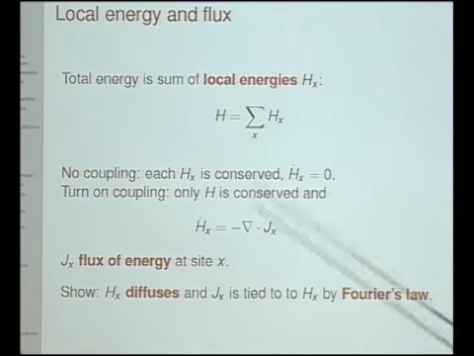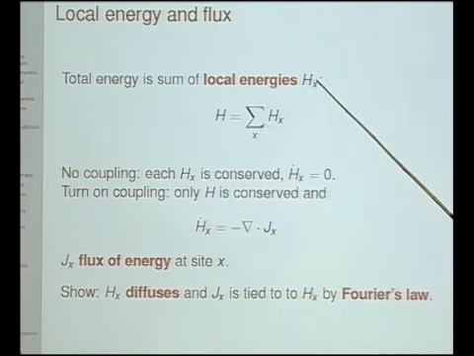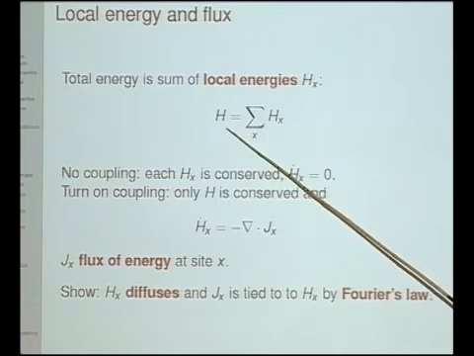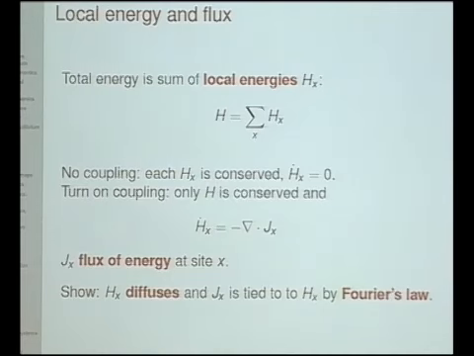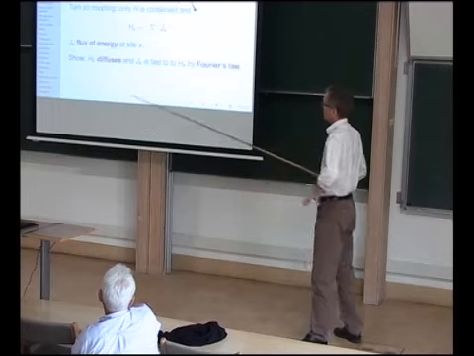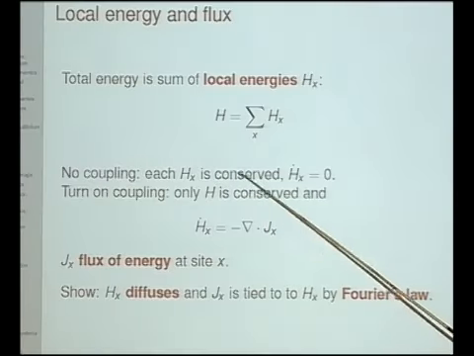What would it be if I abstract this model? There is a total energy which is the sum of local energies. So x is the lattice site which is parameterizing the table. So each ball has its own energy, and my total energy is the sum of the local energies.